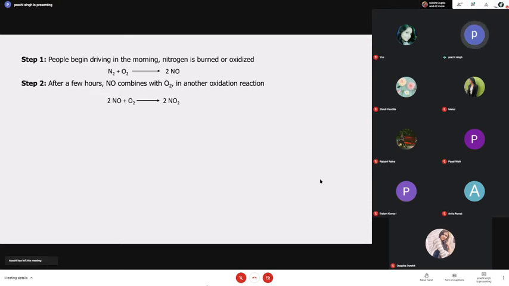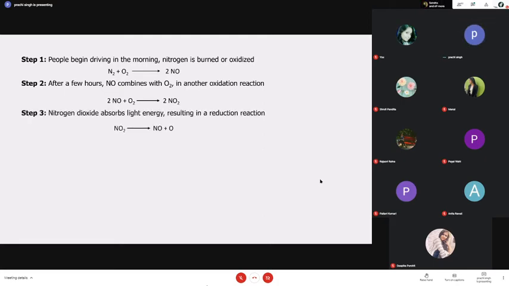Now this NO2, when reacted with water, leads to the formation of HNO3, which was part of your acid rain. Another reaction this NO2 will do is, as the sun shines and the light radiation starts, this NO2 will break itself into NO and O. Now these two are the free radicals.